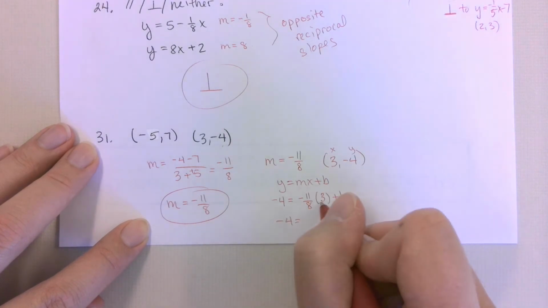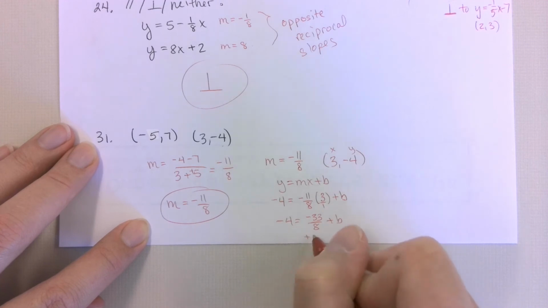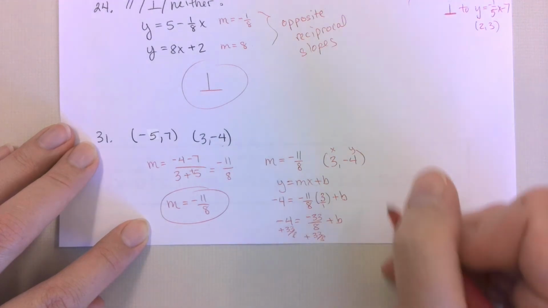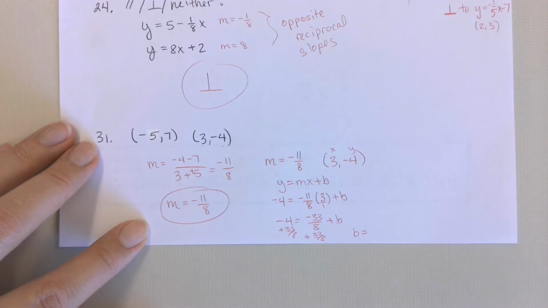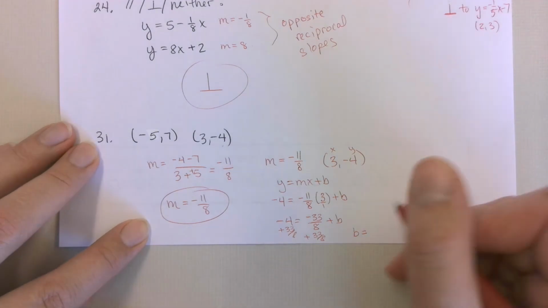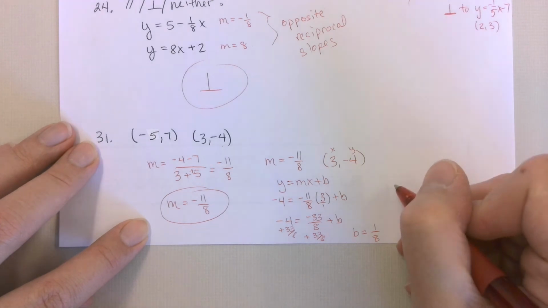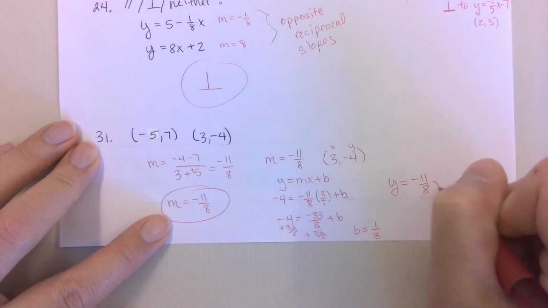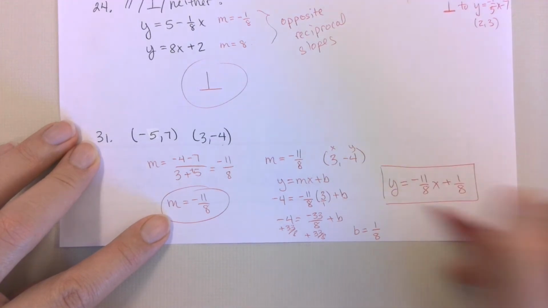I want to keep this as a fraction, so this is going to be negative 33 over 8 plus b, and then I need to add 33/8 to both sides. Okay, so a little bit messy there, sorry. I get b equals negative 4 plus 33/8. You can put that in your calculator and you'll get an answer of 1/8. So my equation is y equals my slope of negative 11/8 x plus 1/8. So that is my equation.